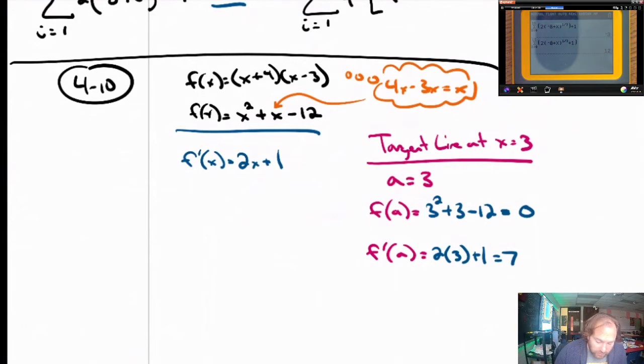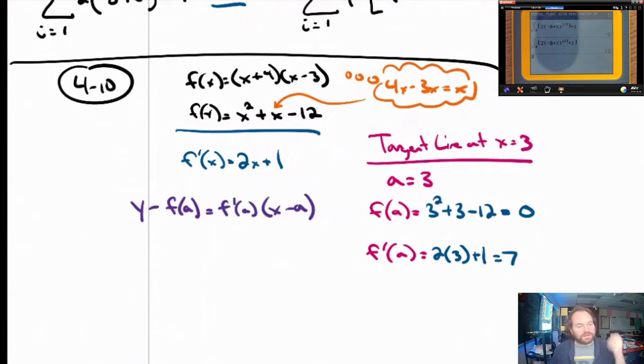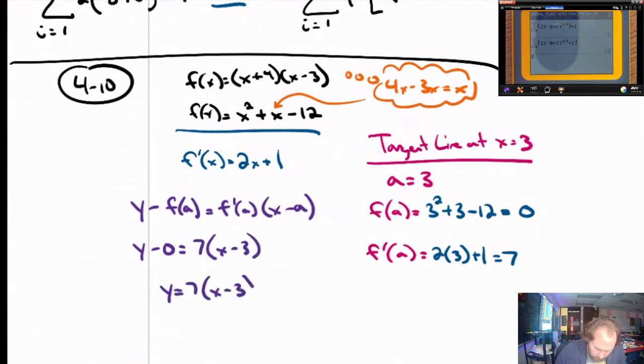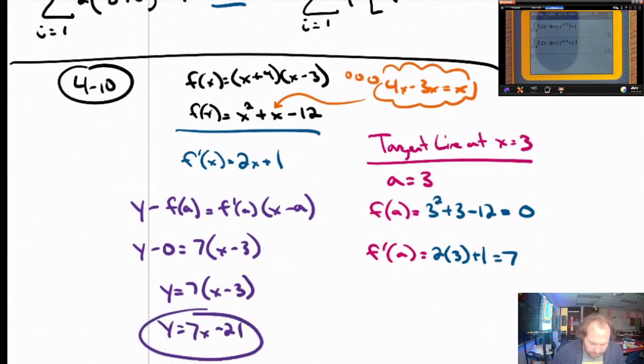So when we go to actually write the equation of our line, we're going to use y minus f of a equals f prime of a times x minus a. Really simple point-slope form equation. So we have y minus 0 equals 7 times x minus 3. This one's pretty easy to write in slope-intercept form, but you don't need to. You can be done. But 7x minus 21 is all you really got to have there.